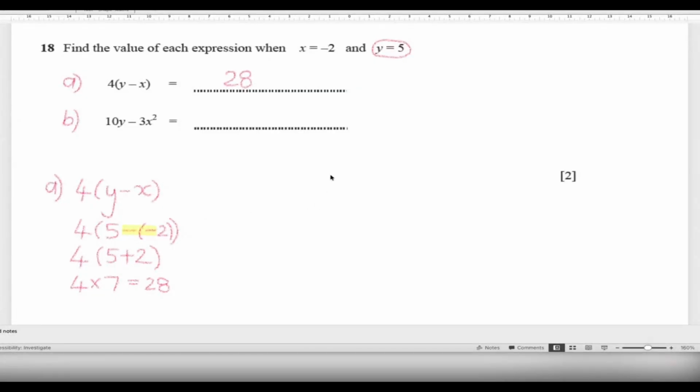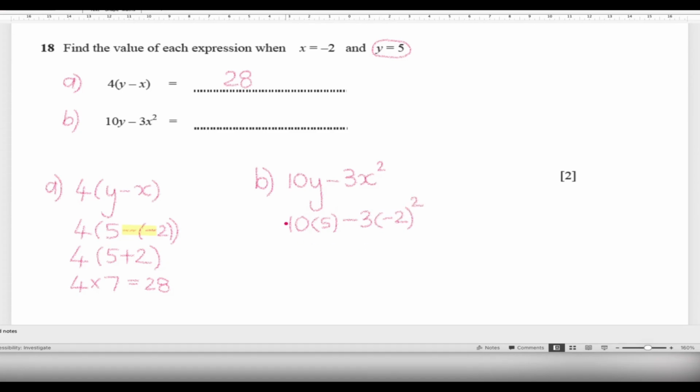Let's have a look at B. B is a little bit more challenging. So here we have 10y minus 3x squared. So we have to substitute the value of -2 into x's place and the value of 5 into the place of y. So instead of writing y, I'm going to add brackets and I'm going to write a 5. And instead of writing x, I'm going to add brackets and I'm going to write -2.